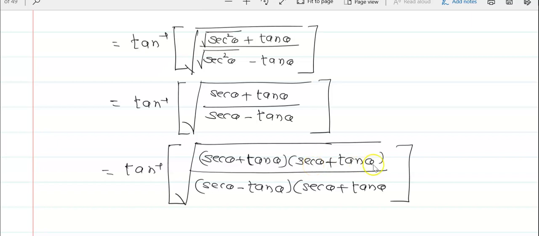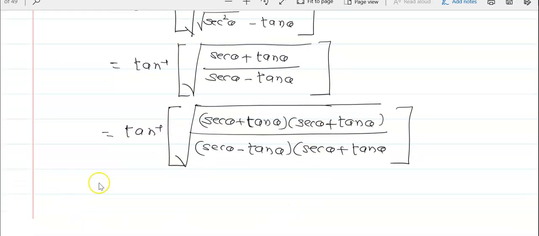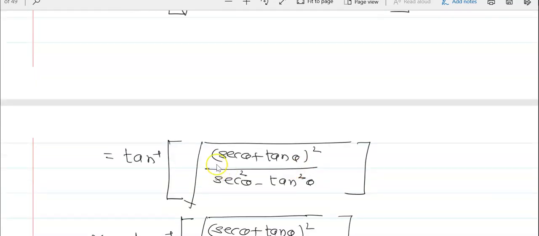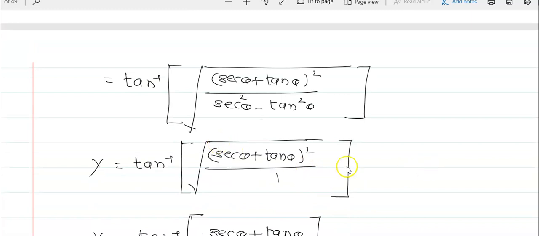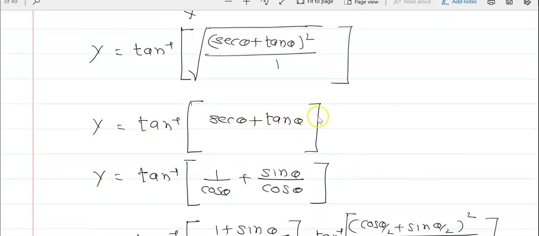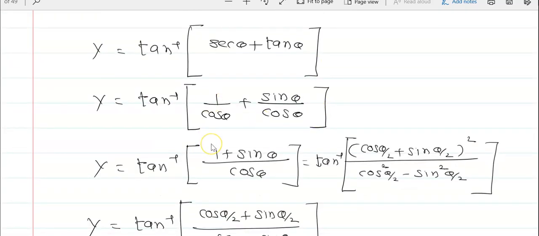Plus sec theta plus tan theta, then you are getting sec theta plus tan theta bracket square. Sec square theta minus tan square theta is 1. Bracket square and root get cancelled. Tan inverse of sec theta plus tan theta: 1 upon cos theta plus sin theta upon cos theta, that is 1 plus sin theta upon cos theta.